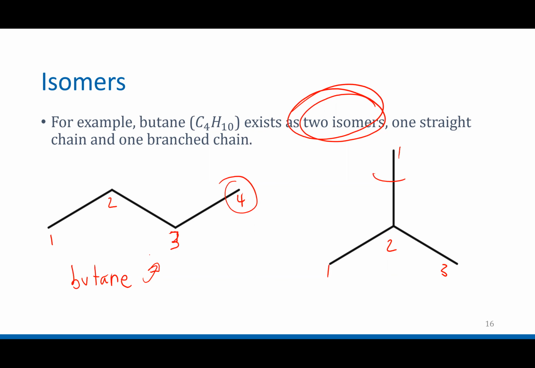Now, I could take this chemical. This is only 3 carbons in my longest chain, so this would be called propane. But it's not just propane, because there is a methyl group on the 2nd carbon. So we would call this 2-methylpropane. And we will get to this in chapter 2.